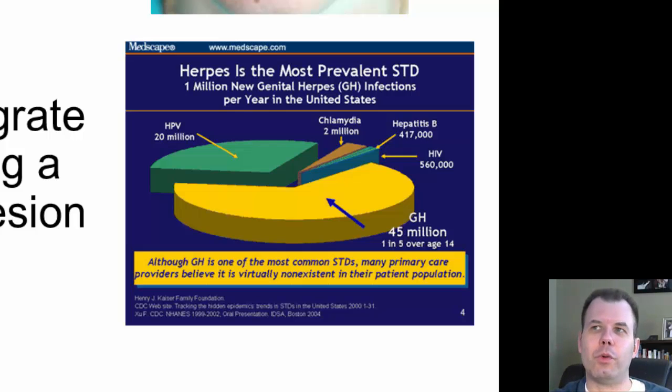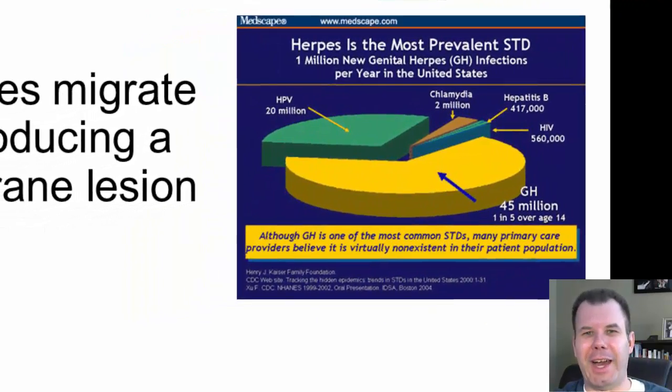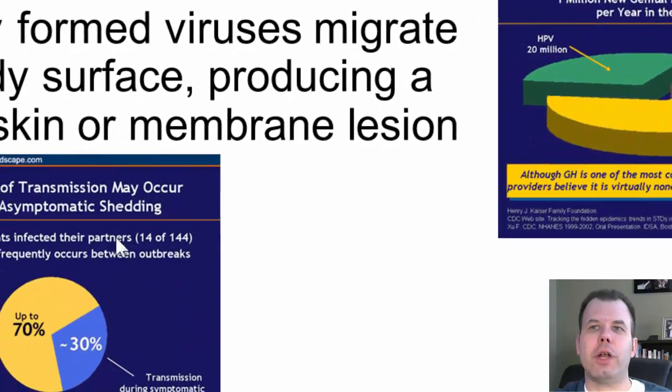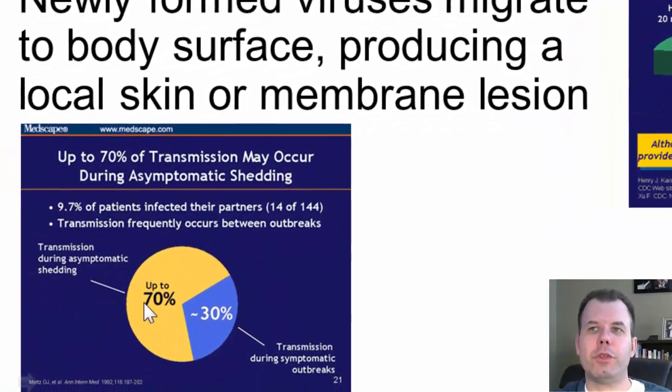And again, a lot of people don't know they have the infection. With herpes, you will know because you'll have those sores. And it says 1 in 5 over the age of 14 actually have herpes. So that's a kind of a scary number to think about. And again, transmission. Where does most of the transmission occur?